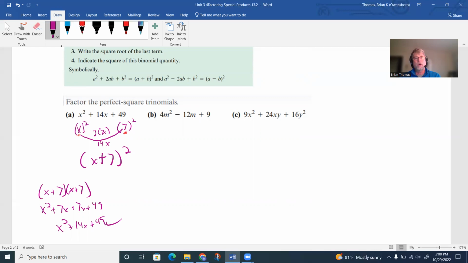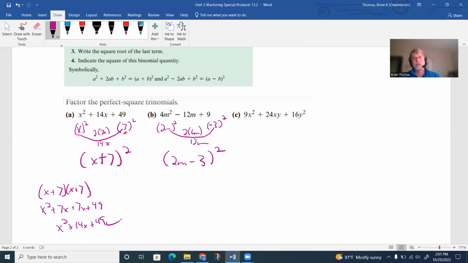So 4m squared minus 12m plus 9. Well, 2m squared does give me 4m squared. 3 squared does give me 9. If I multiply these two together, 2 times 3m is 6m. But again, if I multiply that by 2, does that give me my 12m? Yeah. And since we pick up on that this middle term was negative, this actually was a negative over here. So in other words, we should have a subtraction symbol between the two. So 2m minus 3, squared, becomes our factored form.